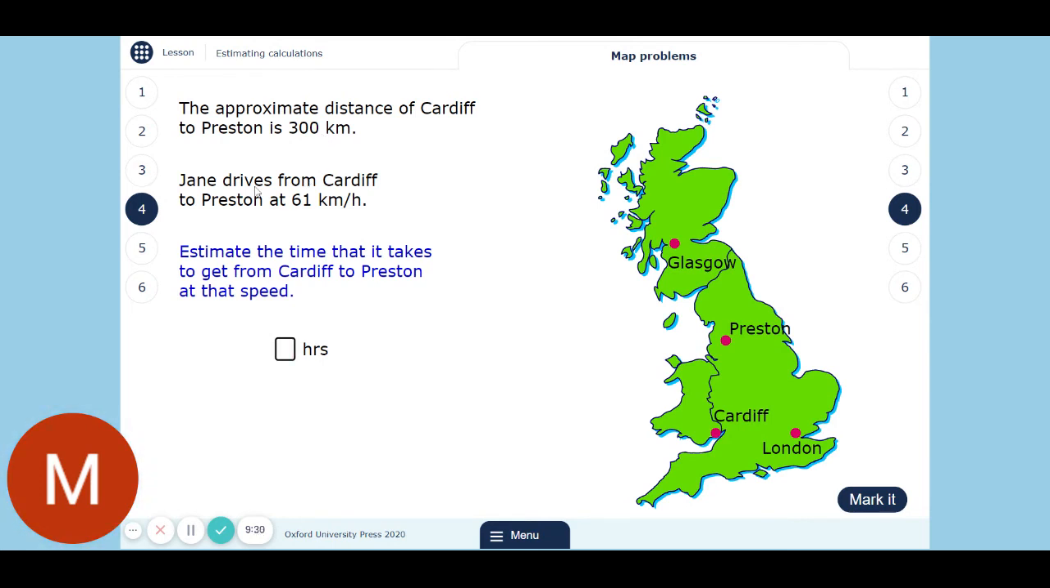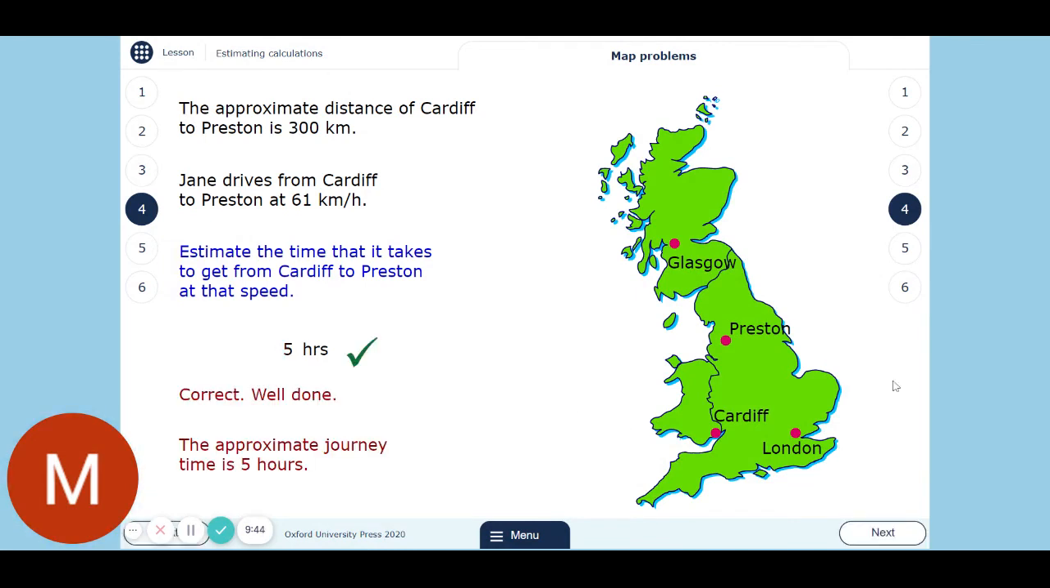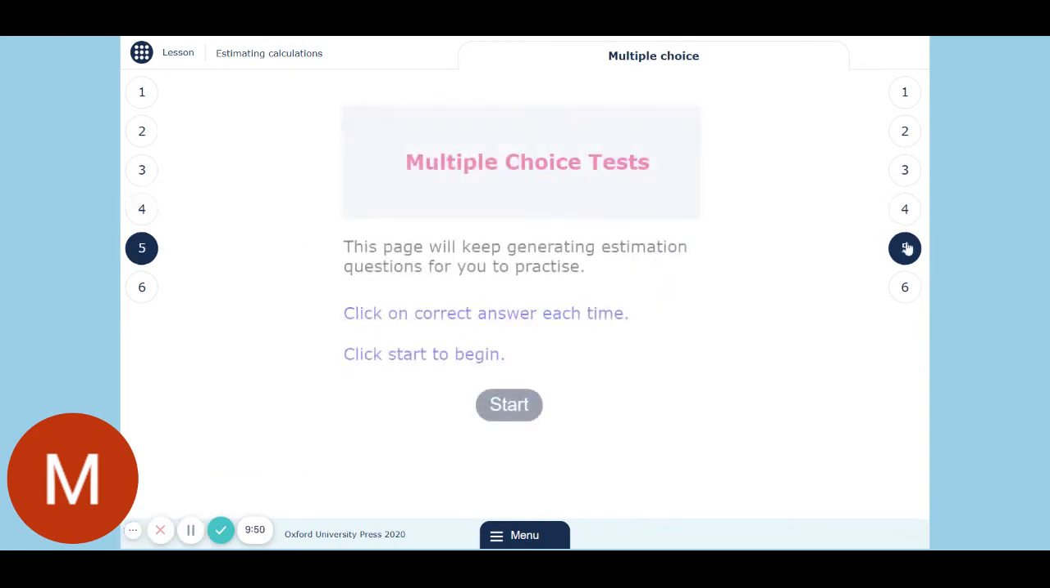Jane drives from Cardiff to Preston at 61 kilometers an hour. Estimate how long it'll take you. So let's round that 61 down to 60. 300 divided by 60, it's going to be 5 hours. Okay, that's that for that one.